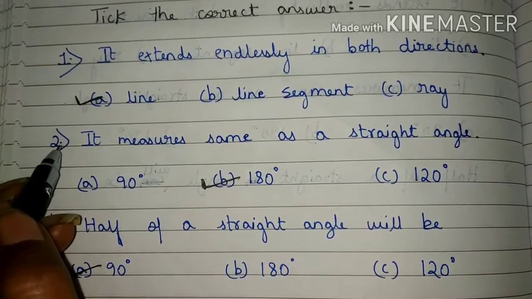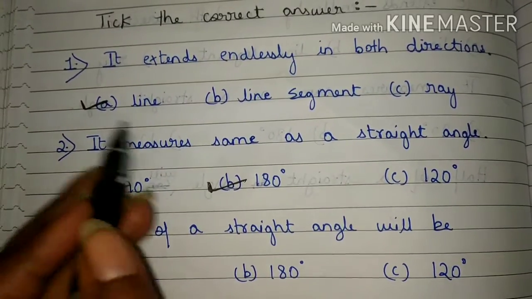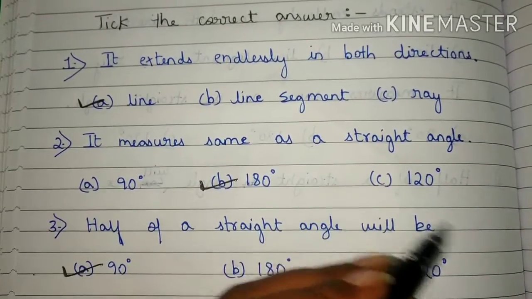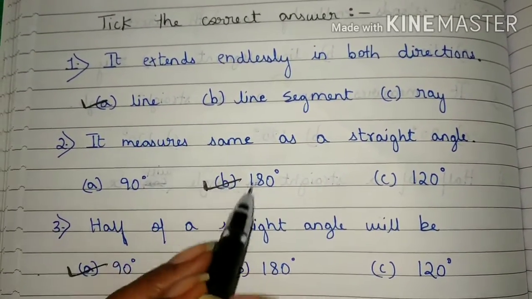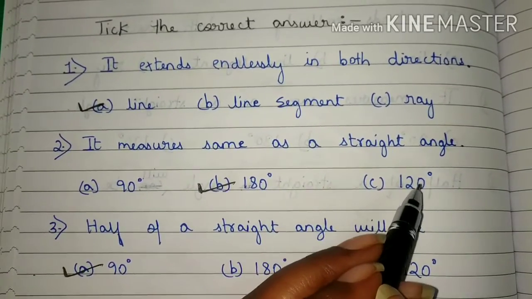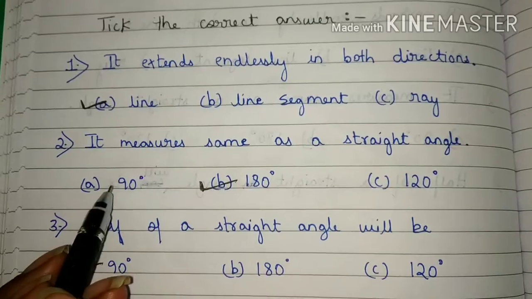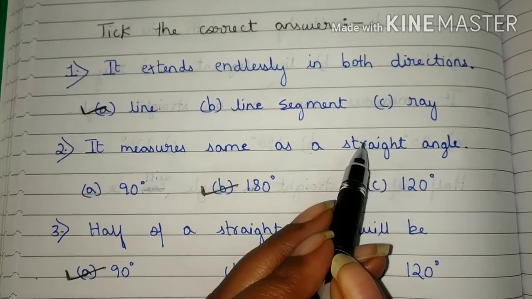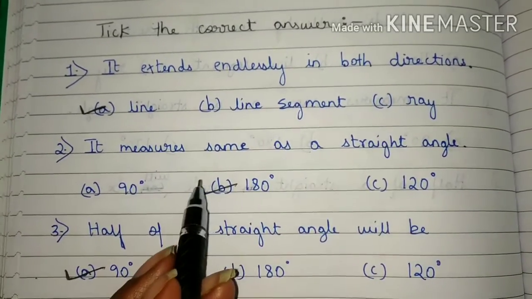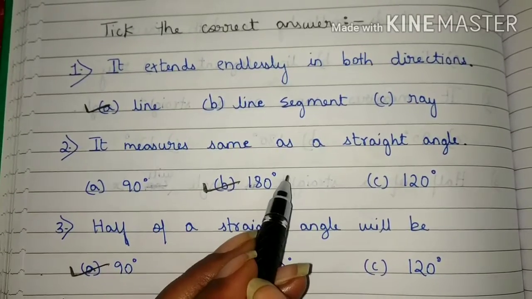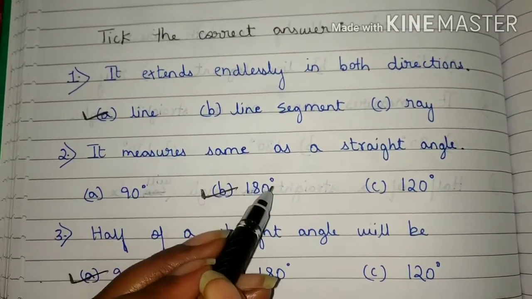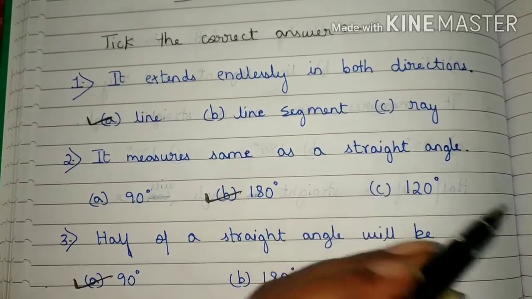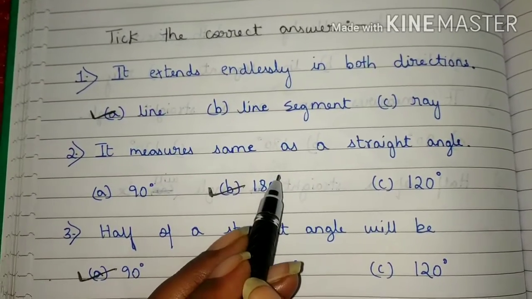Students, now come to the second. It measures the same as a straight angle. Here three options are given to you. Option A, 90 degree. Option B, 180 degree. Option C, 120 degree. Now you have to tick the correct answer. We know that a straight angle measures 180 degree and it makes a straight line. So, option B, 180 degree, is the correct answer because 180 degree measures the same as a straight angle.